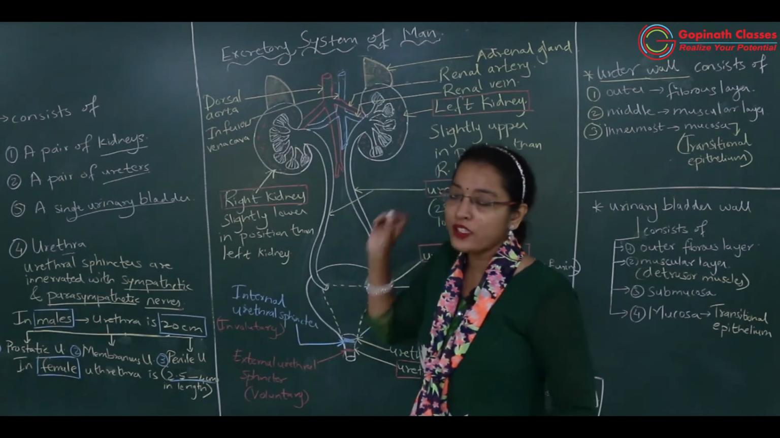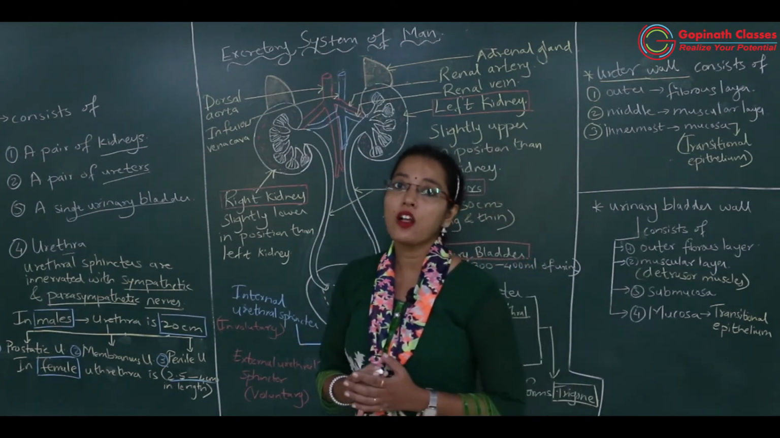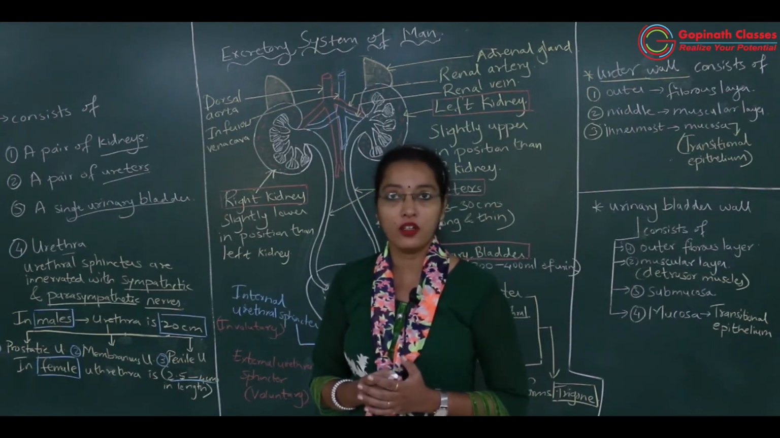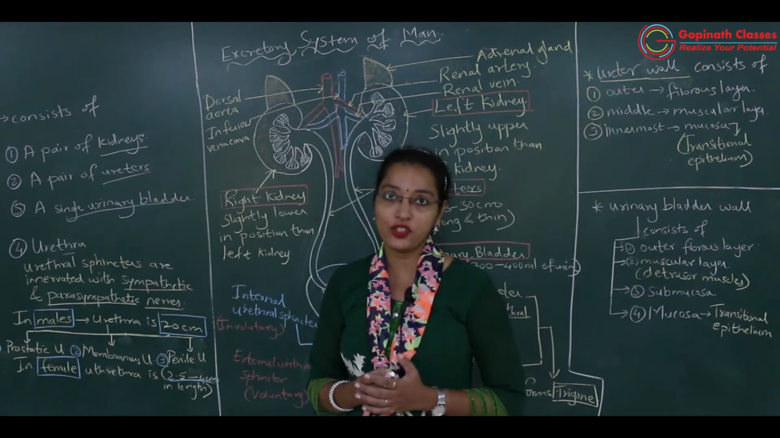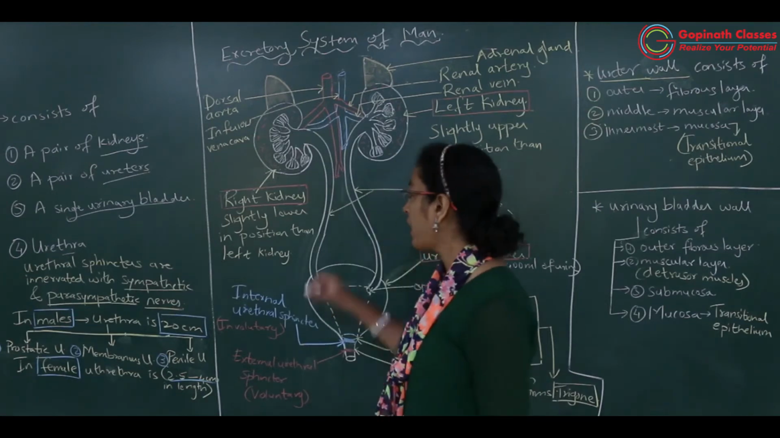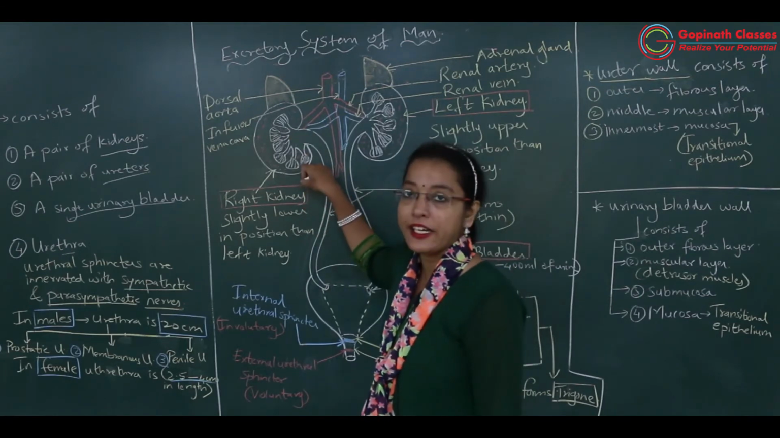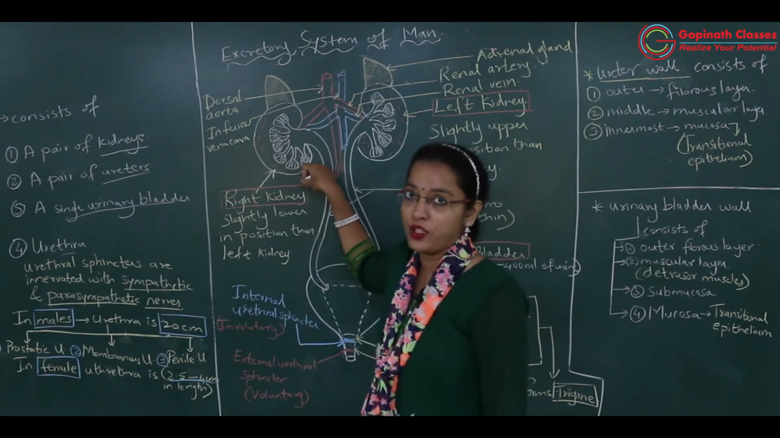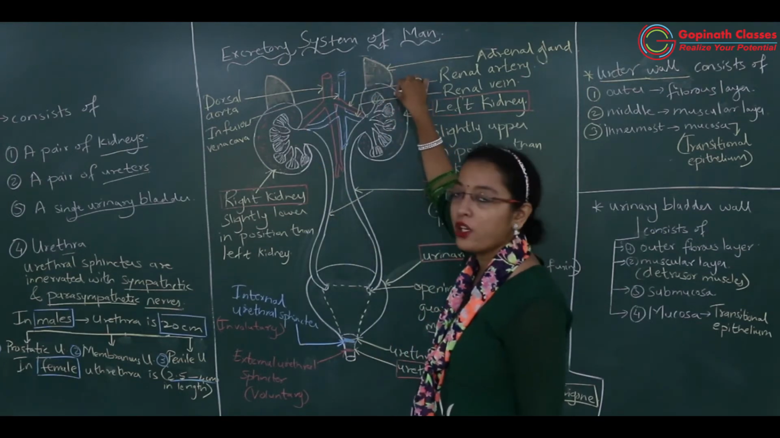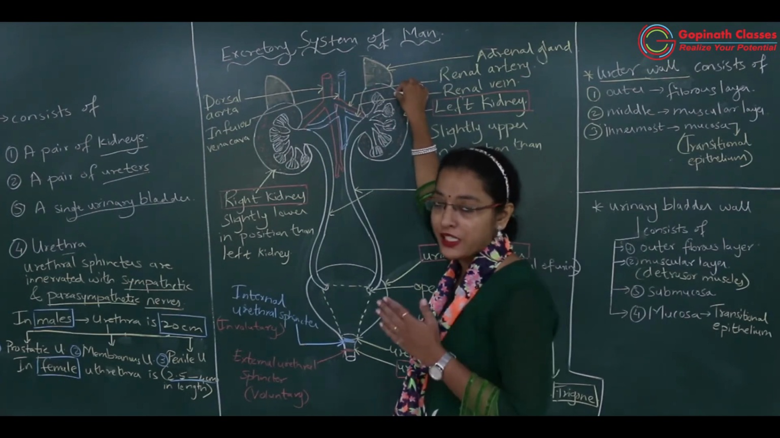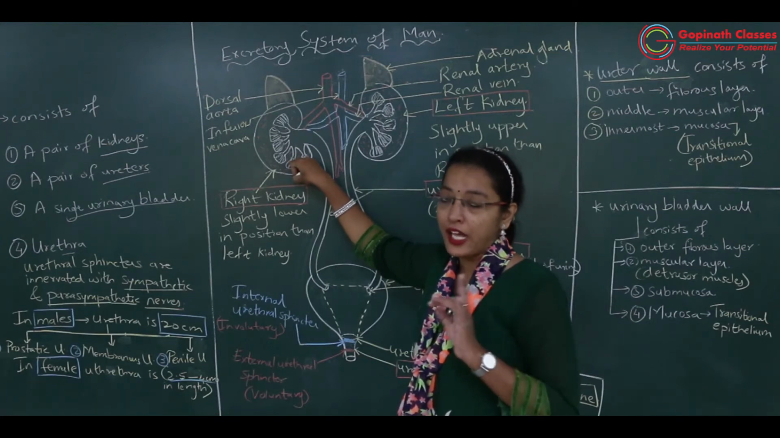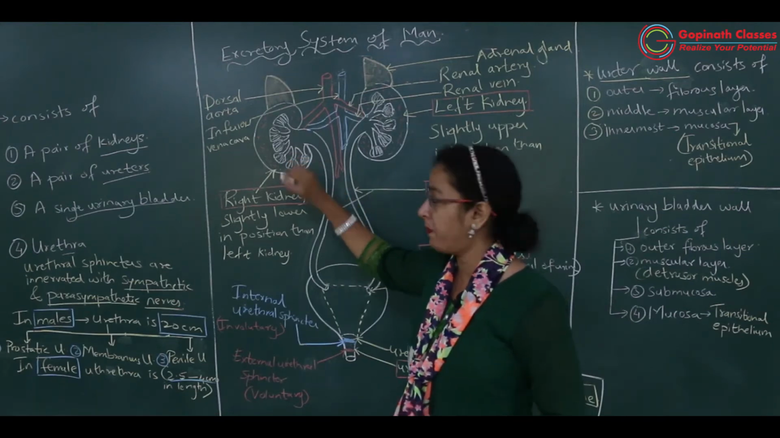Why is it so? On the right side there is the largest gland of our body, the liver, which is 1.5 kg in weight. To accommodate the liver, the right kidney is slightly lower in position than the left kidney. So you have to always draw the left kidney a little bit higher than the right kidney, so that the diagrammatic representation is proper.